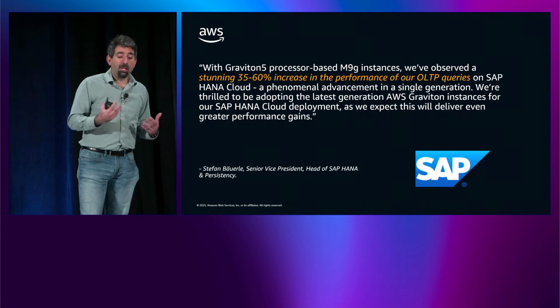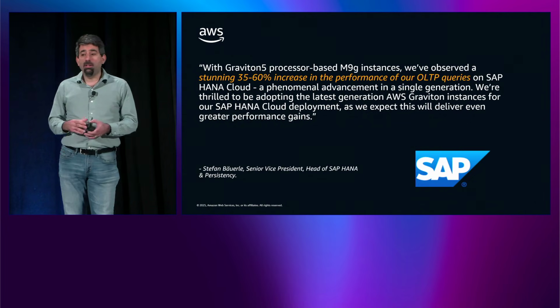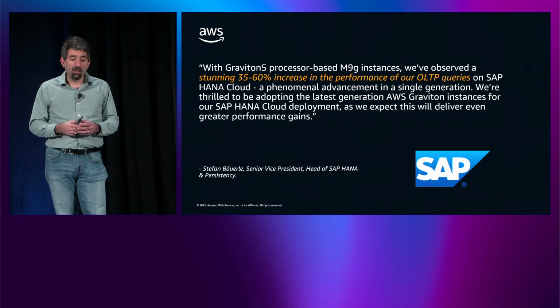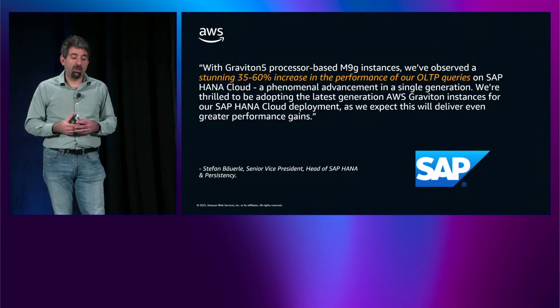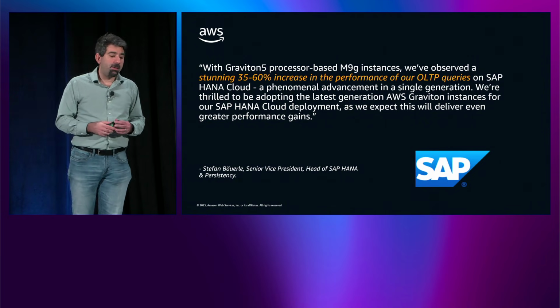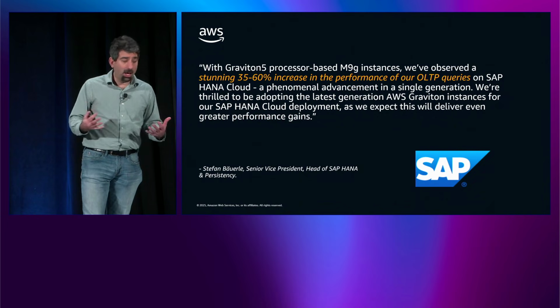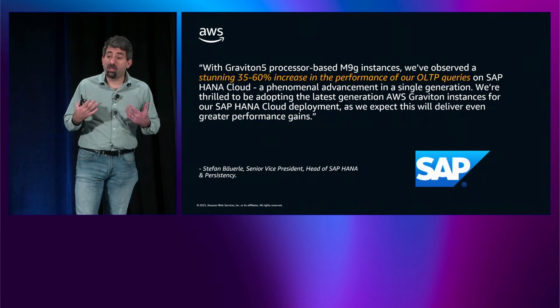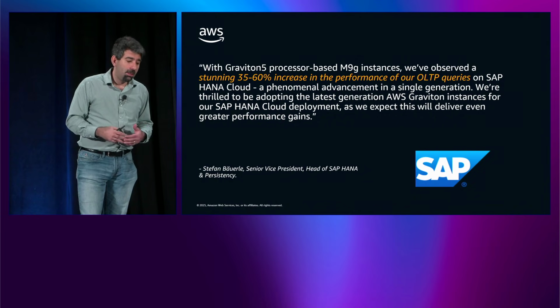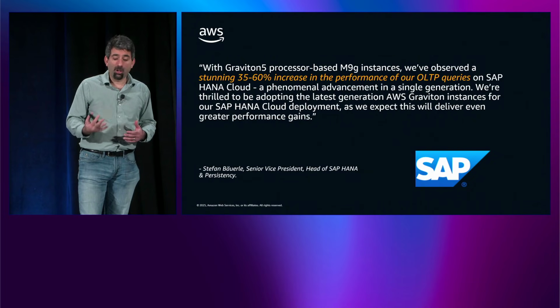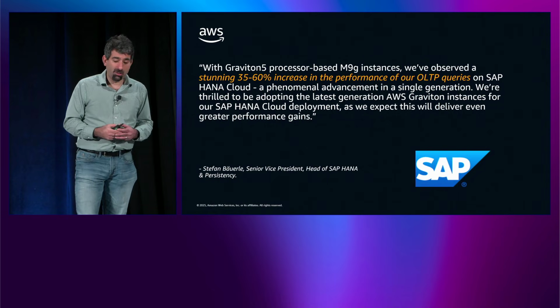And finally, SAP. We've been collaborating with SAP to support SAP's HANA Cloud now for a couple of generations. And HANA Cloud can do many things, but one of them is online transaction processing. And so in measuring online transaction processing queries, they saw a stunning 35 to 60% performance increase generation over generation.